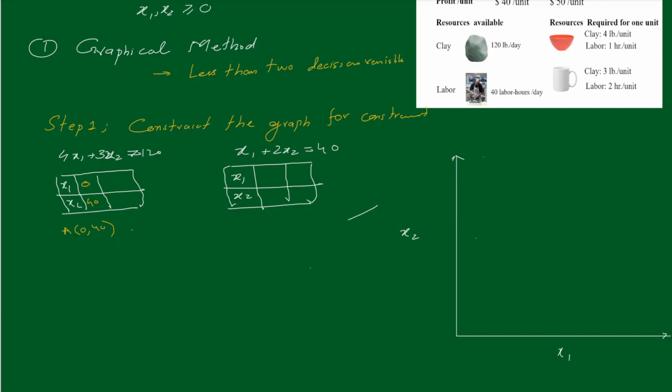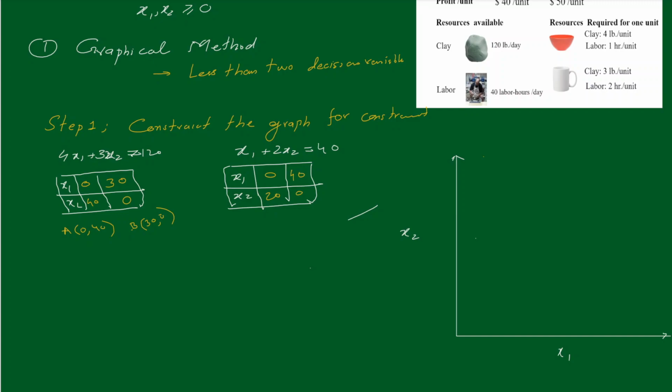And from here, if I put x2 equal to 0, I can get another point: 4x1 equals 120, so the value of x1 will be 30. So we get another point, I call it point B, (30, 0). Okay, so I will repeat the same procedure for the second equation. I put x1 equal to 0, so x2 is equal to 20. And if I put x2 equal to 0, x1 will be equal to 40.